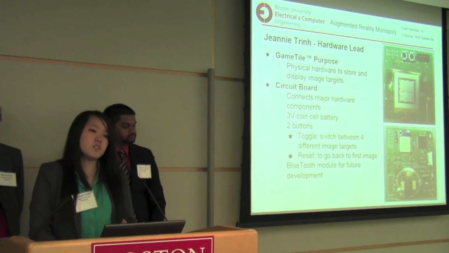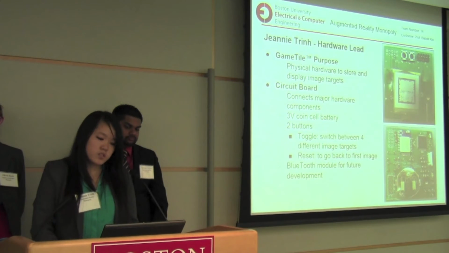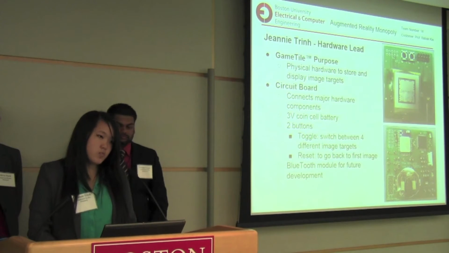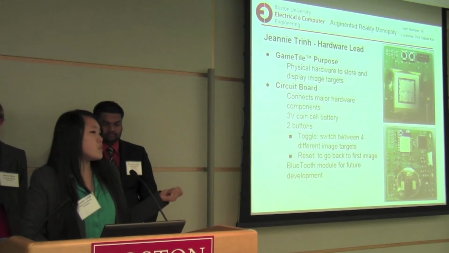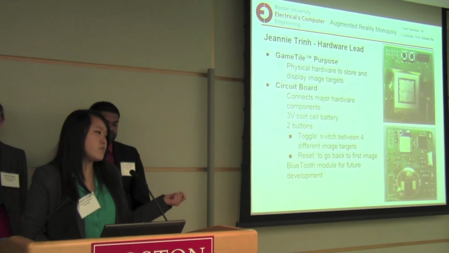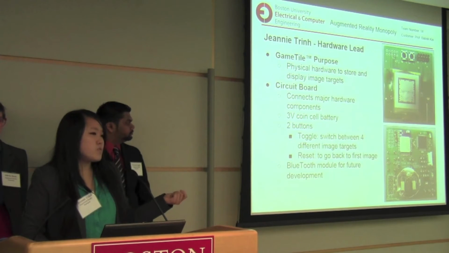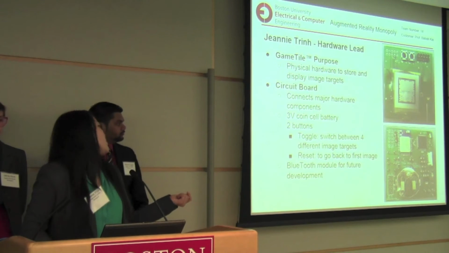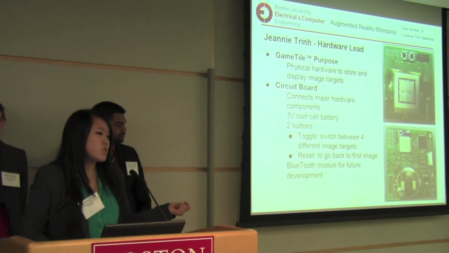I was the primary person who researched and chose our components, and I'm also assembling them into our PCB, and they are all powered by a 3-volt coin cell battery with 2 buttons. As you can see on the right, we have 1 button to toggle between images. One of the requirements of the game tile is to have the images be reconfigurable. So we have a toggle button to switch between multiple images, and we have a reset button to set it back to the first image. And as you can see on the bottom picture, we also have the Bluetooth installed. That is currently not working, but it is a feature for future expansion.